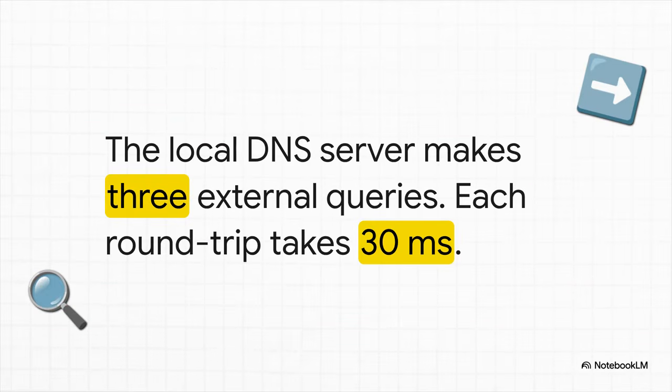So how do we calculate the time for that little adventure? Well, our local DNS server had to make 3 of those external trips. And if we look back at our rules, each one of those trips takes 30 milliseconds. So you just do the math, 3 trips times 30 milliseconds, that's 90 milliseconds right there.